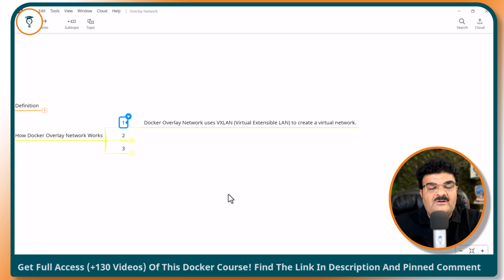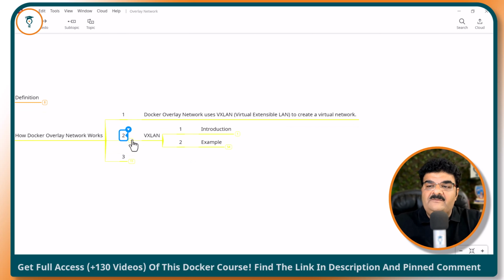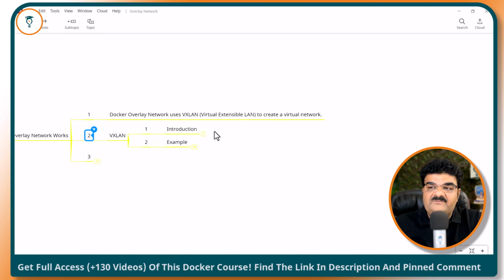If you are not coming from a networking background, you can still understand the whole process because I am going to make it very easy. We are not going to understand technical stuff about VXLAN. We are just going to understand how VXLAN is actually working. Okay. So here we are going with the second topic, which is the introduction of VXLAN.